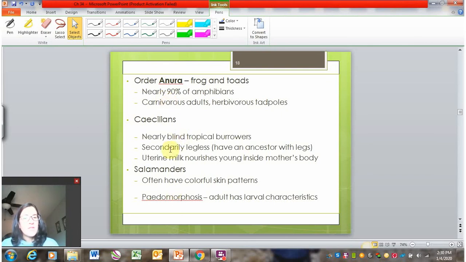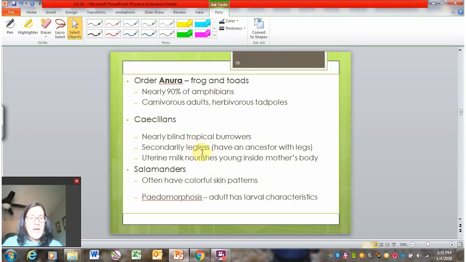There are some other smaller groups of amphibians, and notice here I've used the common names just to help you with your memorization. So Sicilians are rare, blind tropical burrowers. We'll see a picture of them. They almost look like weird worms. They're not worms, but again, they're very strange looking because they don't have legs.